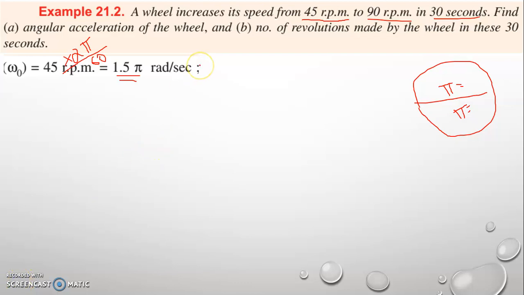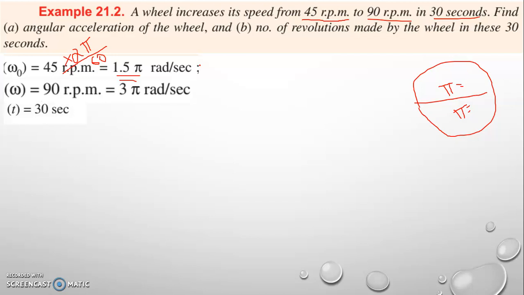In the same way, we will be converting the 90 rpm into radians per second. To convert into radians, we multiply by 2 pi, and to convert to per second, we divide by 60. So again 90 into 2 pi, that is 180 pi, divided by 60, is equal to 3 pi radians per second. So this is our initial velocity and final velocity.